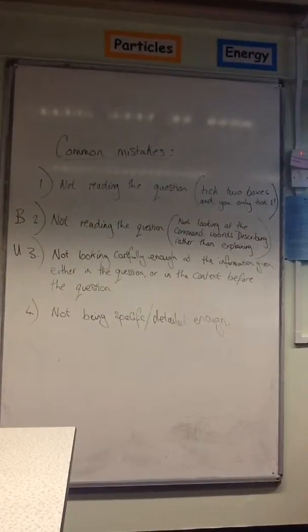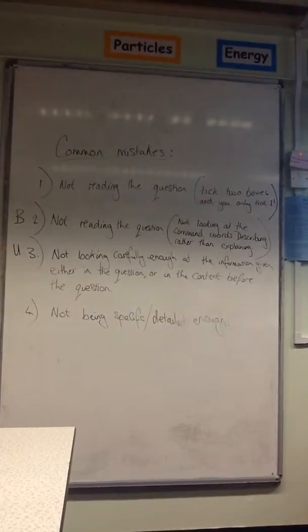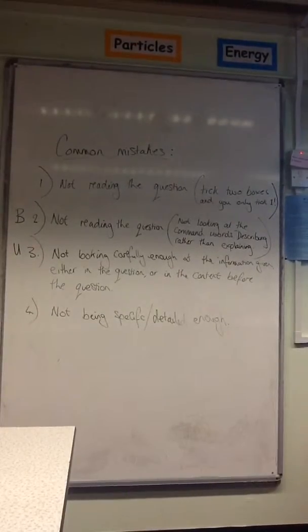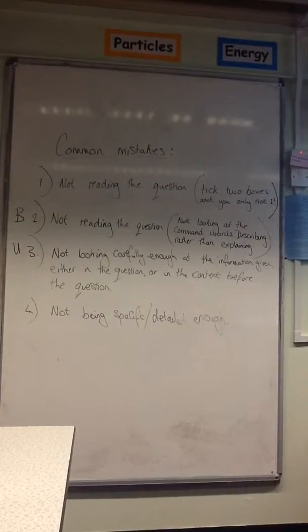Right, this is a video that we're going to do on really common mistakes that we see in exam papers. So the first one, not reading the question. The question might have asked you to tick 2 boxes and you've only ticked 1. Not reading the question again, and this is where the bug comes in, so you might see a B just to the left of number 2 there.